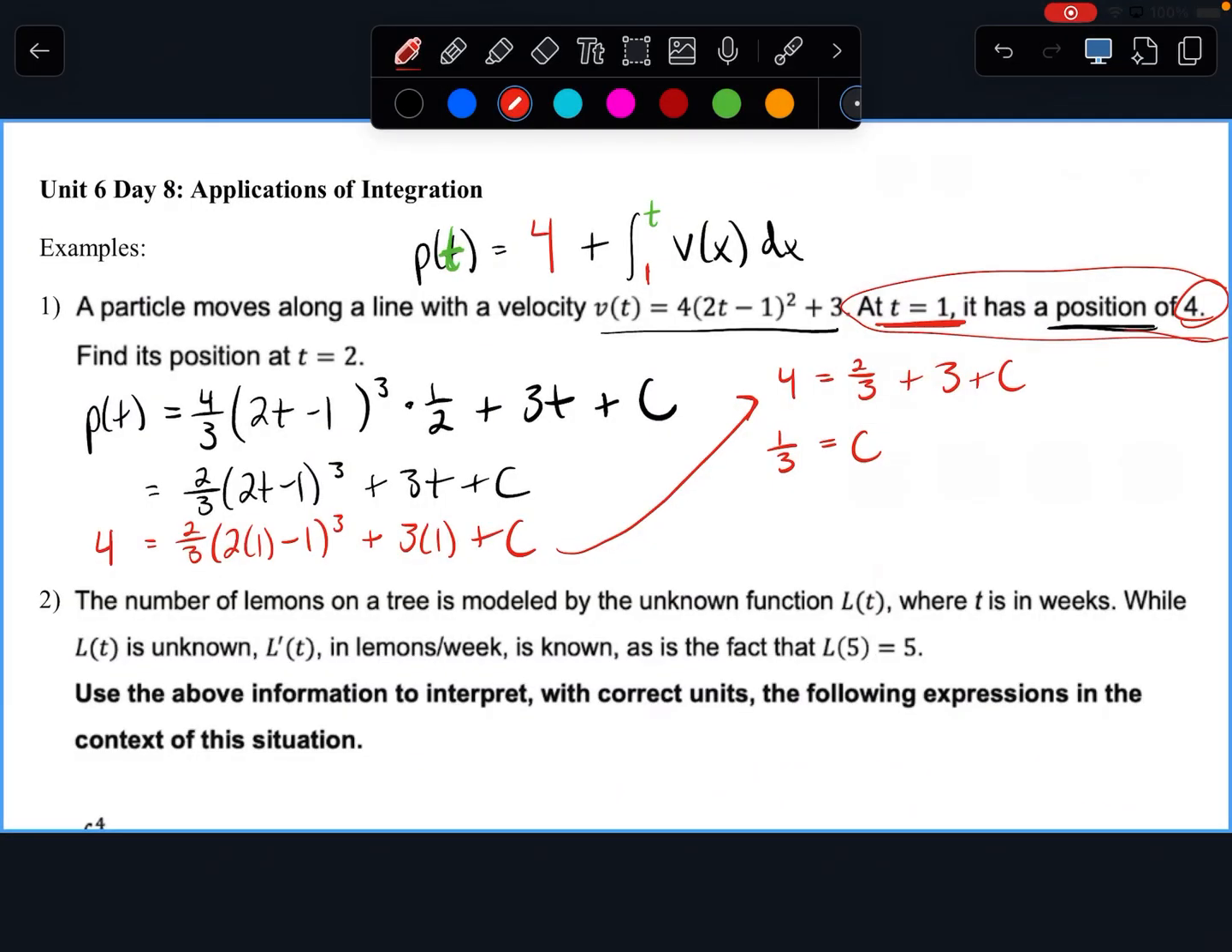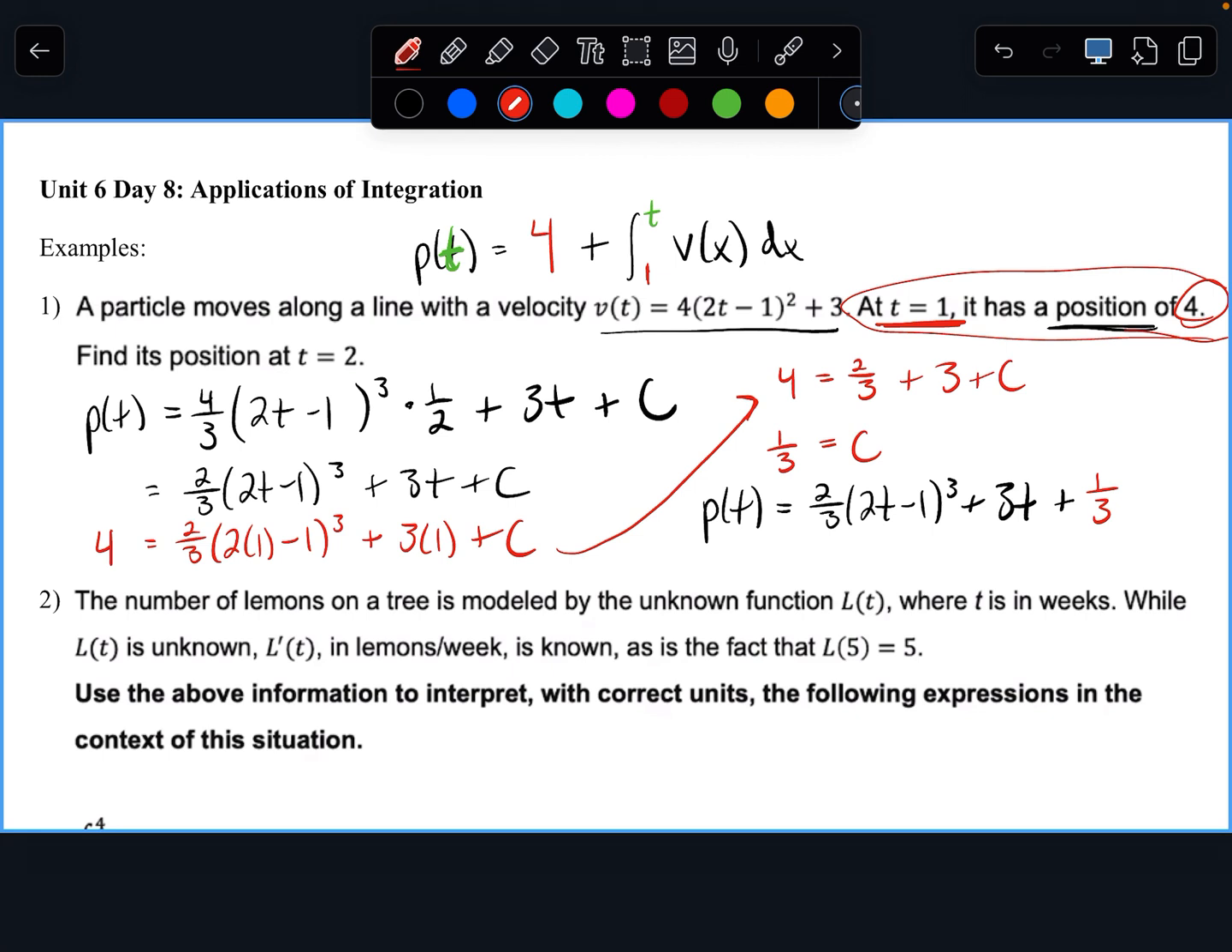So then you can rewrite your equation. So now you have the equation for P of t, 2/3 (2t minus 1) cubed plus 3t plus 1/3. And then if you need to find the position at 2, you would just plug 2 in. Okay, so remember, we haven't done a ton of these this way, but another way is just doing the antiderivative, do the plus C, solve for it, and then plug it in.